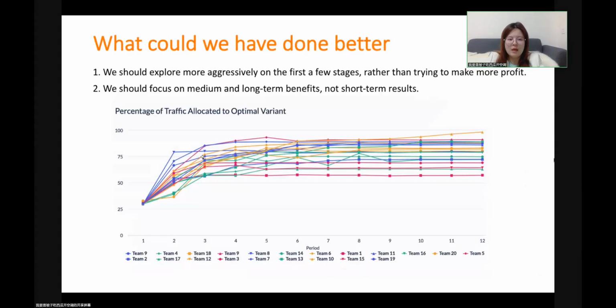So, what could we have done better? First, we should explore the first few stages more rather than trying to make more profit. Look at this picture right here. It shows that in the first two rounds, Team 8 made the most money among all the other teams. But after that, the revenue of our team did not go higher and stayed at the same level throughout the rest of the stages. This is one mistake that we should not make.